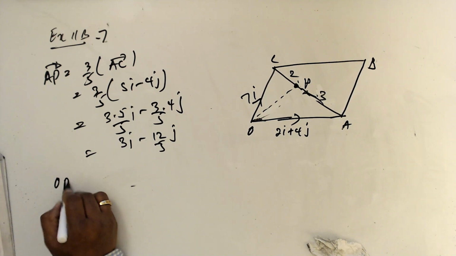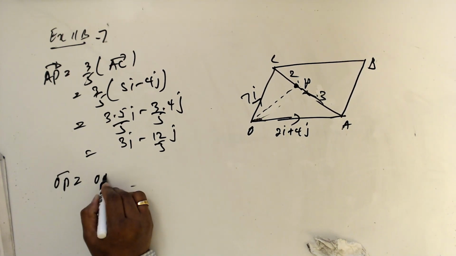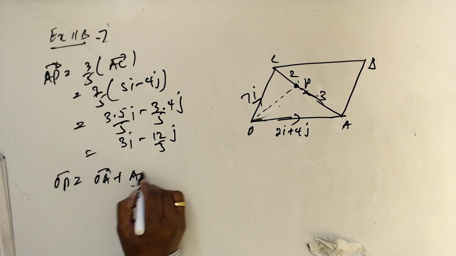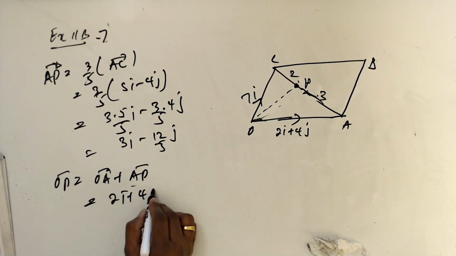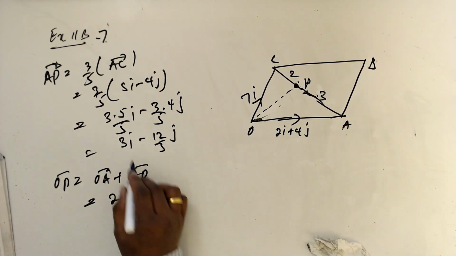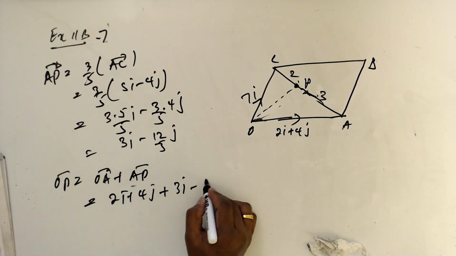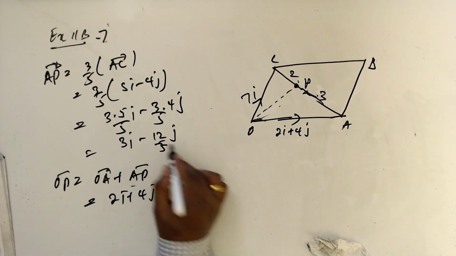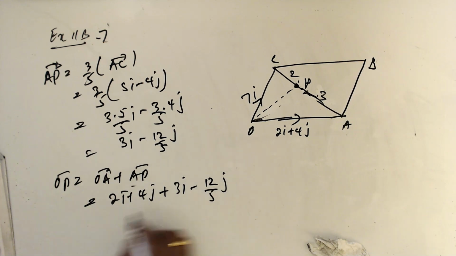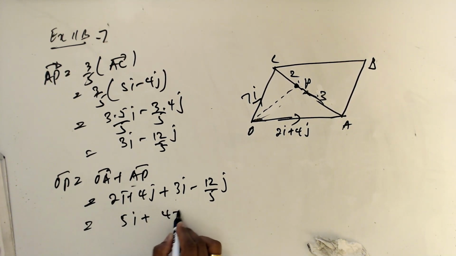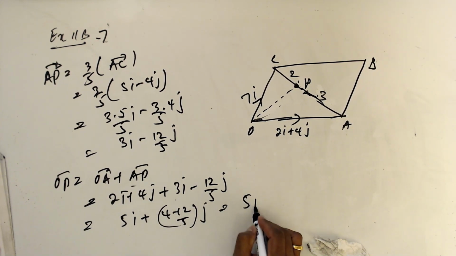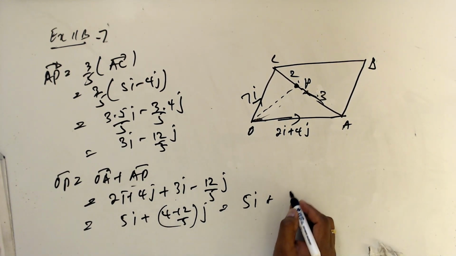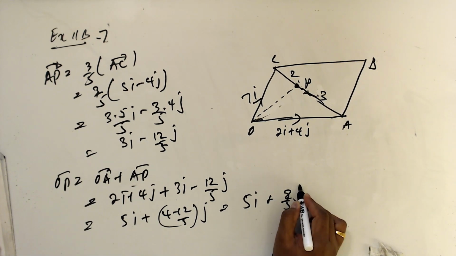Then OP is OA plus AP. OA is 2i plus 4j plus AP means 3i minus 12 over 5 j. It means this is 5i plus 4 minus 12 over 5 j. So 5i plus 8 over 5 j.